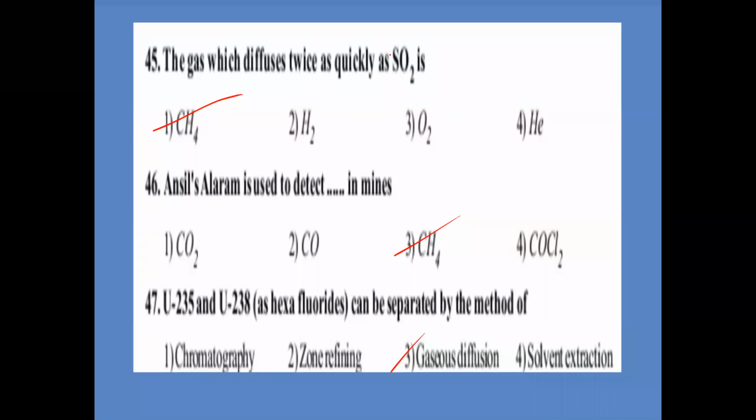Now here, what is asked? The gas which diffuses twice as quickly as SO2. So now from gram molecular weights we have to get it. First, you take the gram molecular weight of CH4 as 16. Gram molecular weight of hydrogen 2. Gram molecular weight of O2 gas 32. Gram molecular weight of helium gas 4. And SO2 gram molecular weight 64. That you keep in mind.